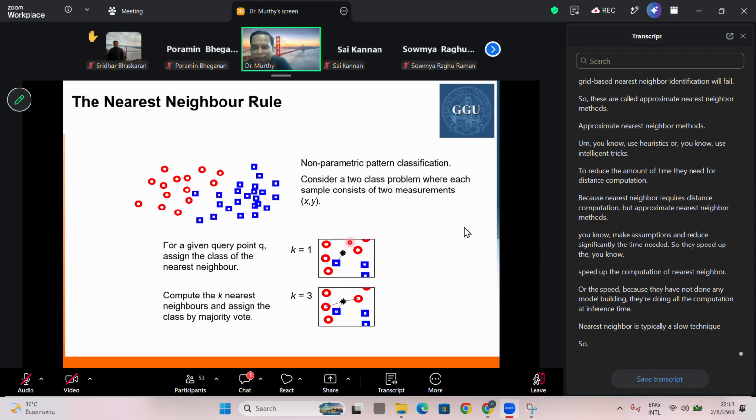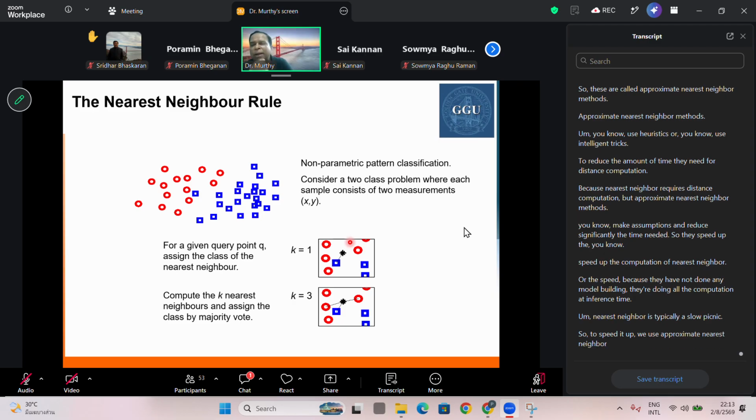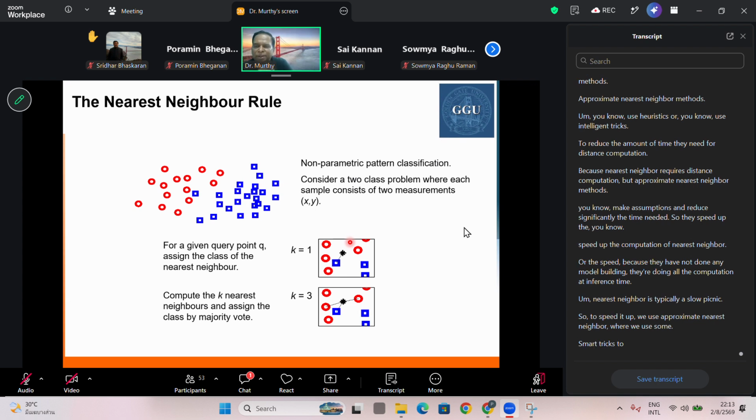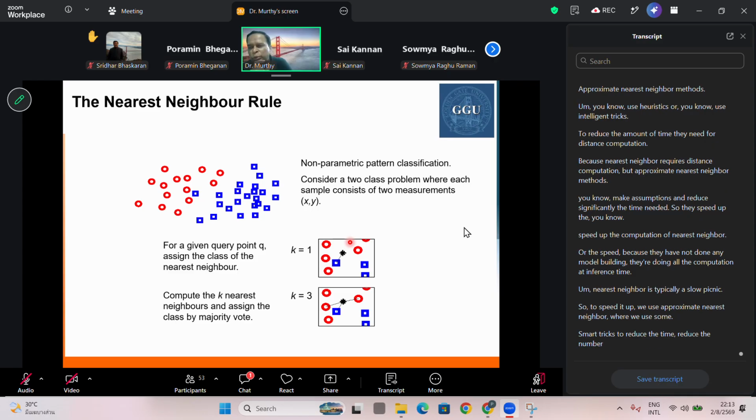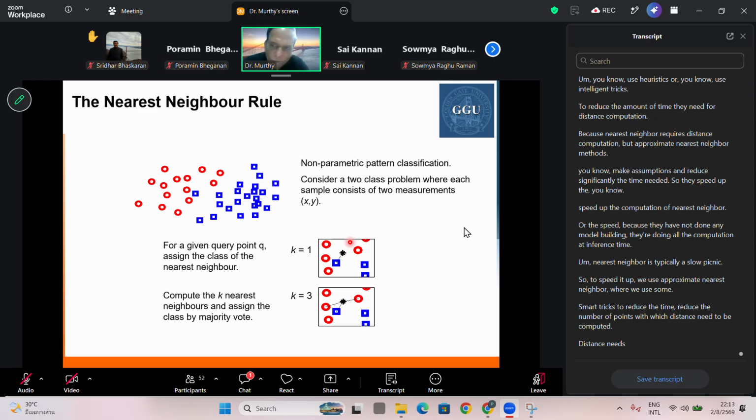So to speed it up, we use approximate nearest neighbor, where we use some smart tricks to reduce the time, reduce the number of points with which distance needs to be computed for a new sample.